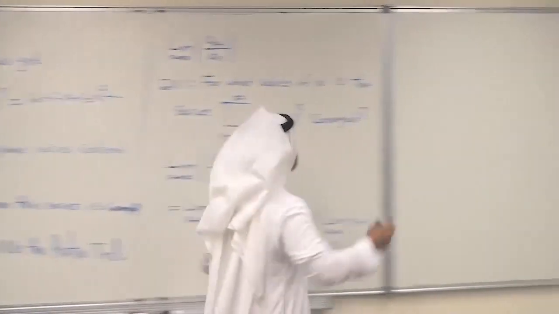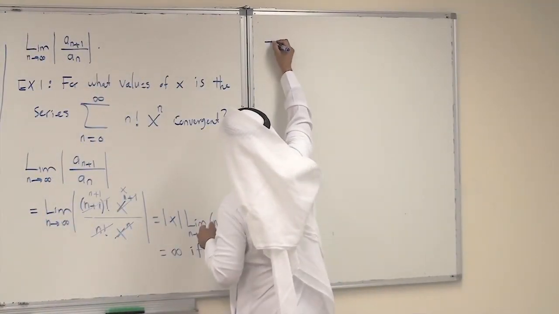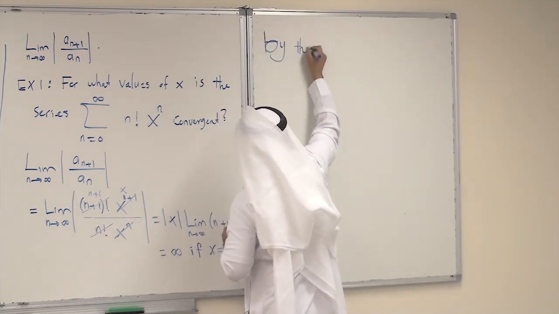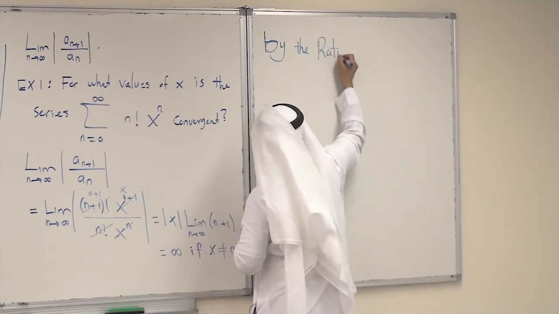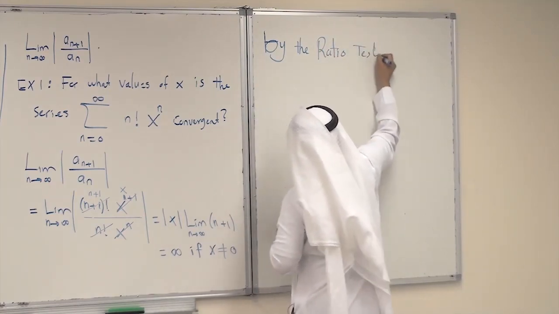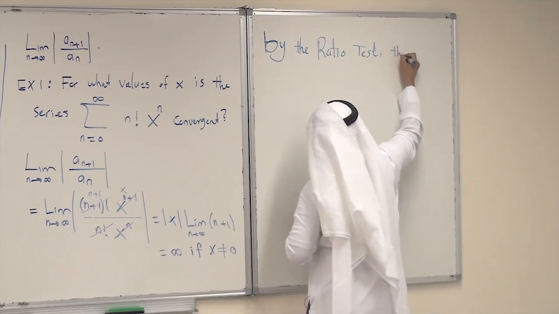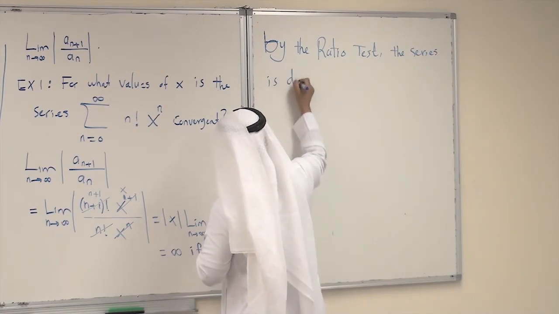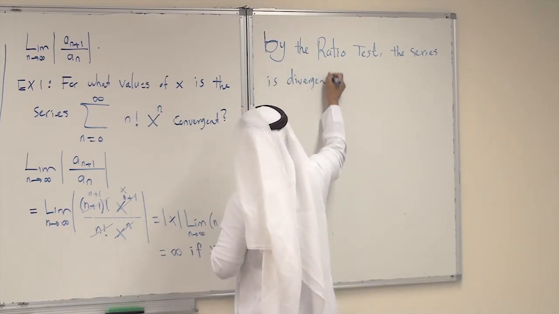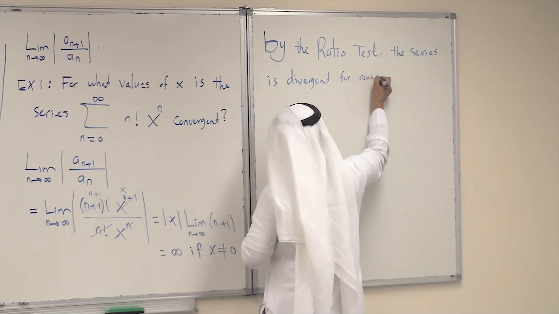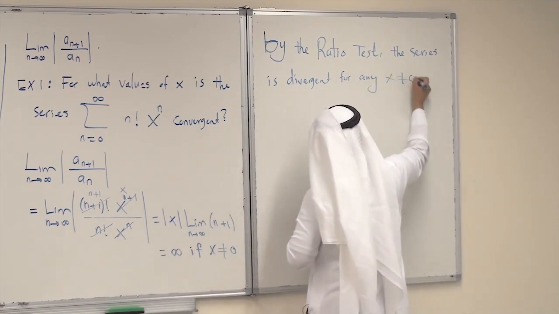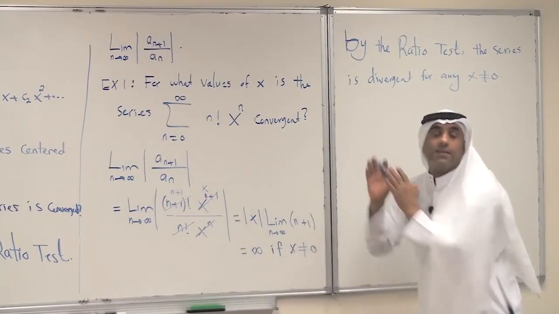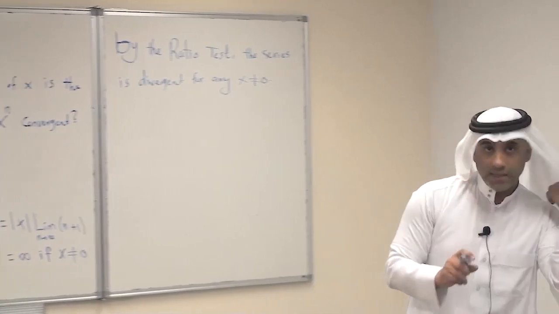Now what is the conclusion? The conclusion is that this series, by the ratio test, is divergent for any x not equal to 0. Because if x is not equal to 0, then the limit of this is greater than 1. If it is greater than 1, the ratio test says the series is divergent.